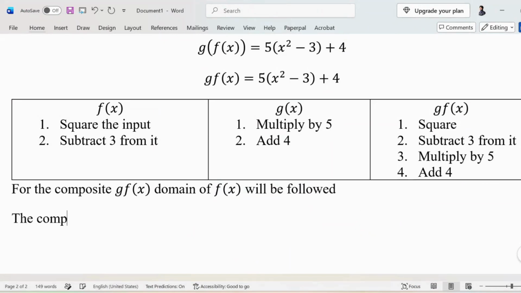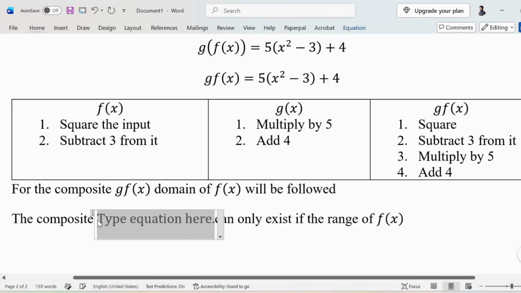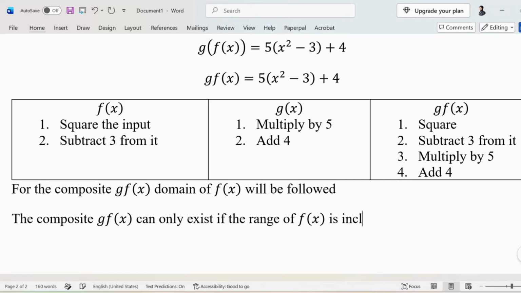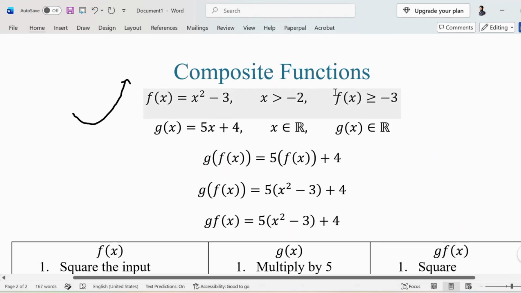And how will this composite exist? Look at this. Let me write it down: the composite g(f(x)) can only exist if the range of f is included in the domain of g. What do I mean by it? You will understand it. What are the possible outputs of f? f is giving me values greater than or equal to -3 as outputs. Is g allowing all those values as an input? So the composite can exist.